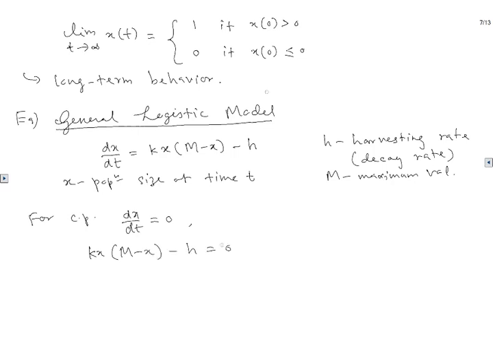So in this case, you're going to get kx(m minus x) minus h equal to 0, and you can see that this is a quadratic equation. So we can write this in ax squared plus bx plus c form. We can expand this first. If you expand it, this is going to be negative kx squared plus kmx minus h equal to 0. And if you remove the negative sign, you end up getting kx squared minus kmx plus h equals 0.